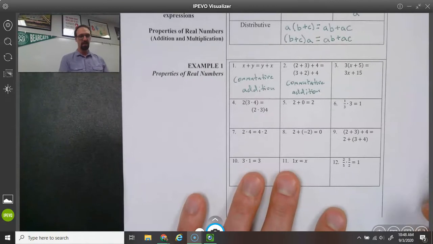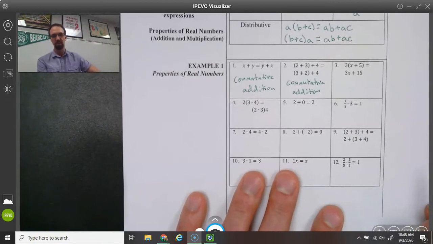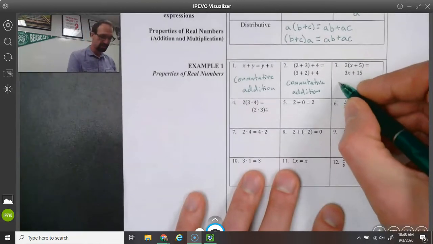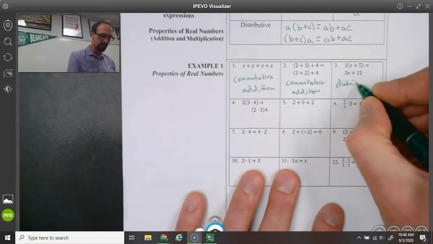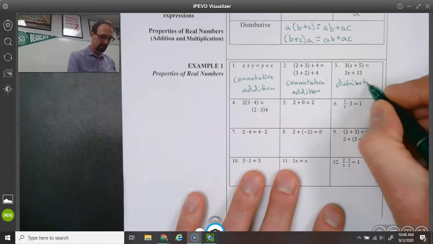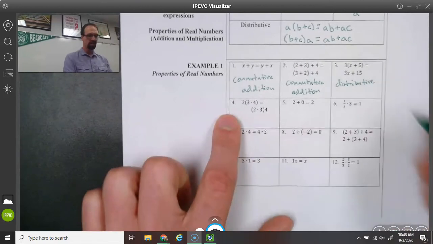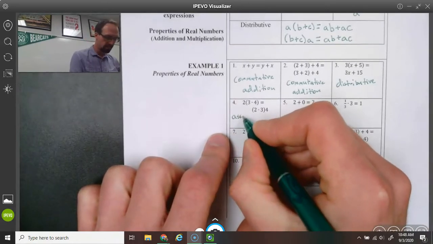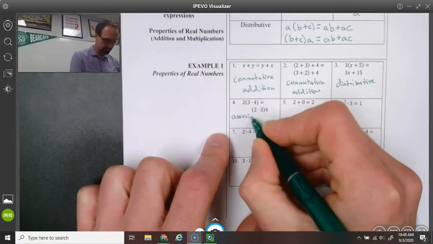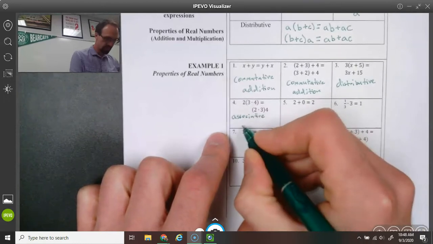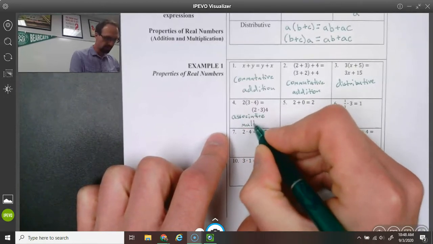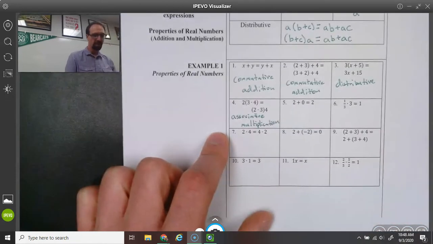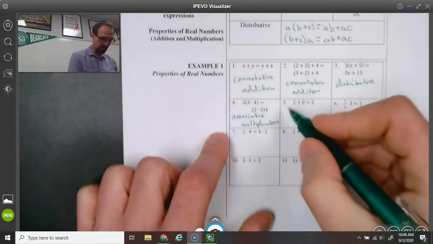And then 3 times in parentheses x plus 5 gives us 3x plus 15. This is the distributive property. Next one, for number 4, this is the associative property for multiplication. For number 5, this is the additive identity.